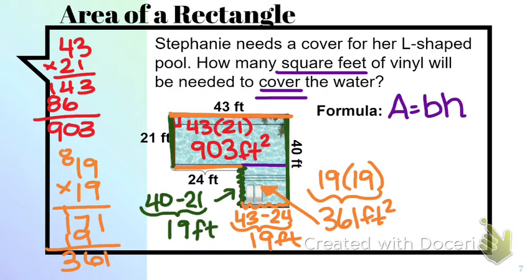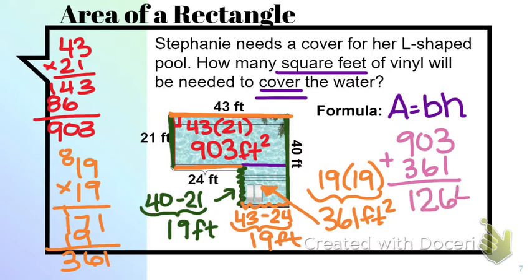So to end this up, we want to cover the entire water, so we need to cover the entire L-shaped pool. So I'm going to go ahead and find the sum of these two areas. So I'm going to do 903, find the sum with 361, and then the total area of our L-shaped pool should be 1,264 feet squared.